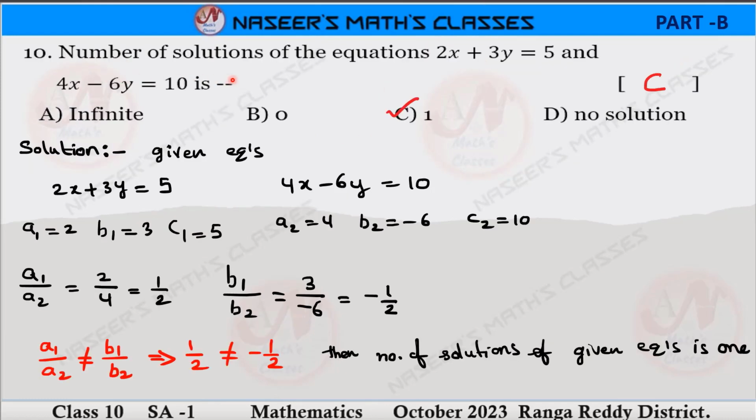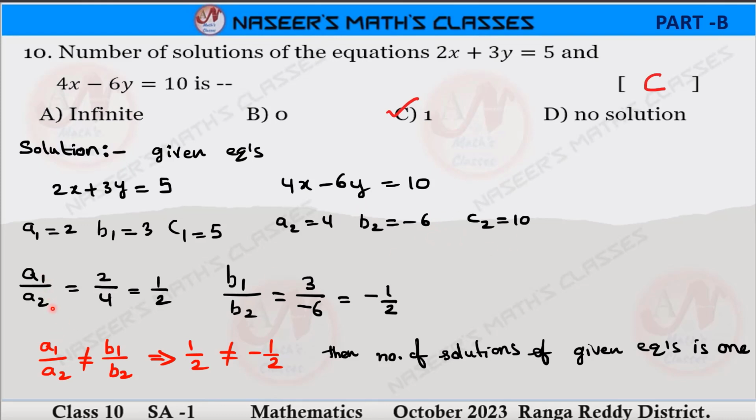Number of solutions of equations 2x plus 3y is equal to 5 and 4x minus 6y is equal to 10 is. So first equation 2x plus 3y is equal to 5. Here coefficient of x is written as a1 is equal to 2 and the coefficient of y b1 is equal to 3 and the constant c1 is equal to 5. In the second equation coefficient of x is 4, that is a2 is equal to 4 and the coefficient of y b2 is equal to minus 6 and the constant c2 is equal to 10.